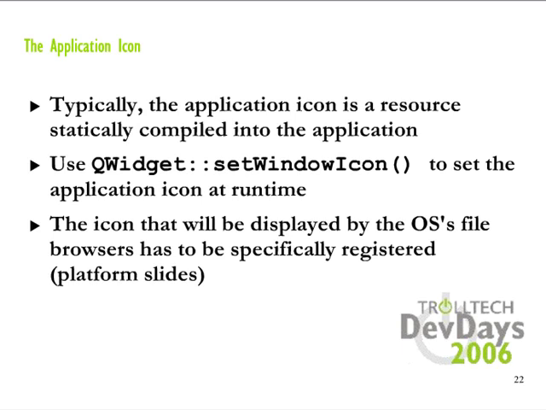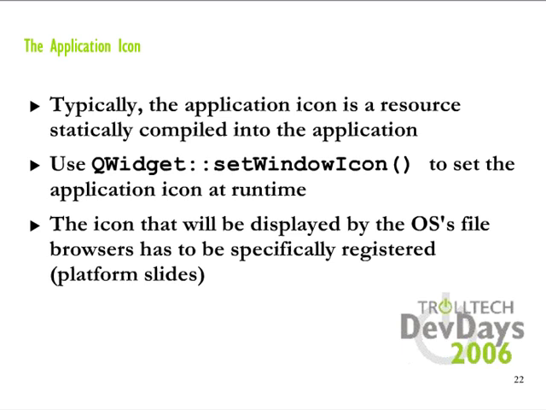As I mentioned, the application icon is the resource that is statically compiled into an application. Of course, you can ship it as an external PNG too, but why would you? You can link it to the application. Usually only your application uses your application icon, no one else.